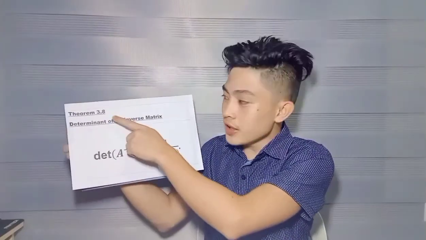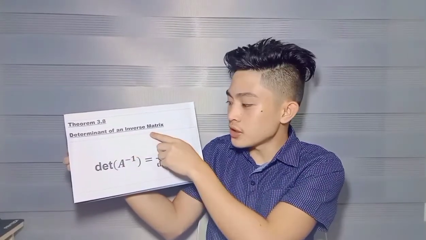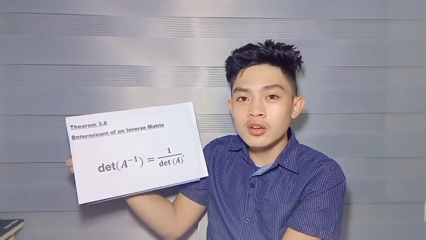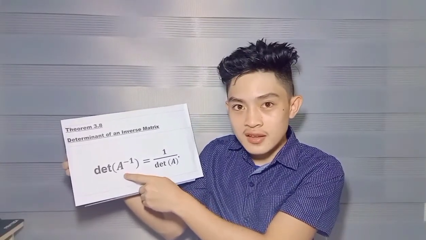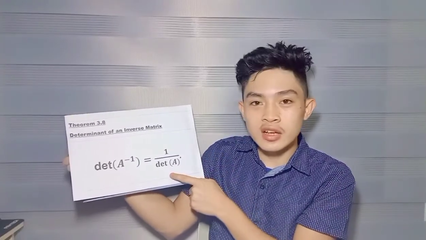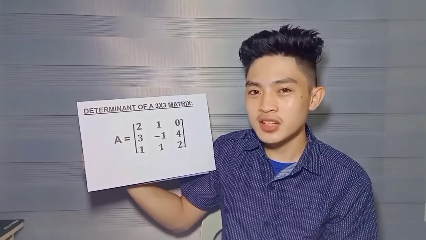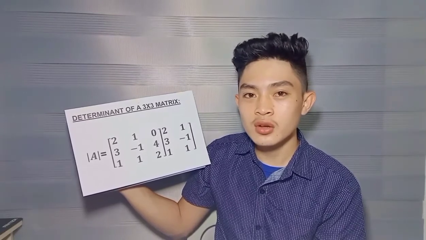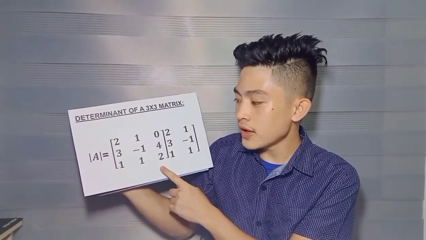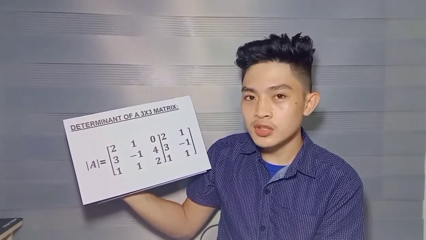And today, I'm going to discuss Theorem 3.8 of the properties of determinants, which is the determinant of an inverse matrix. So if A is invertible, the determinant of inverse A is equal to 1 over the determinant of A. We need to find the determinant of an inverse 3 by 3 matrix with this example. Now to find the determinant of a 3 by 3 matrix, we need to copy the original matrix and add the first two columns at the end of the original matrix, which is like this.